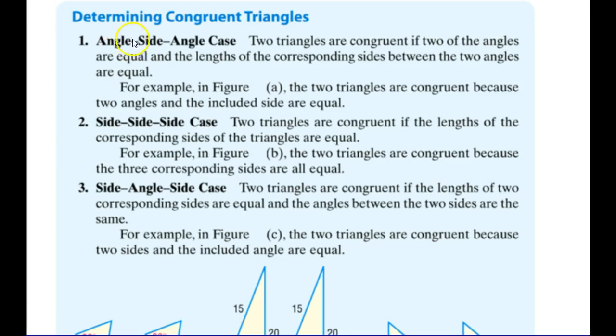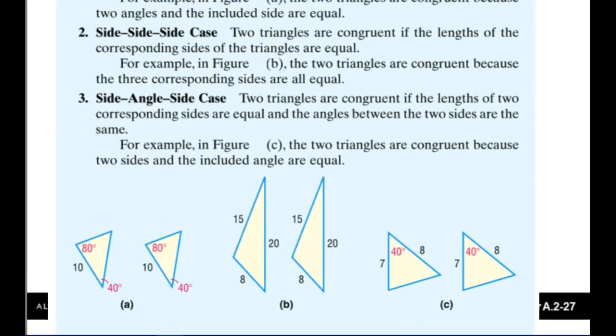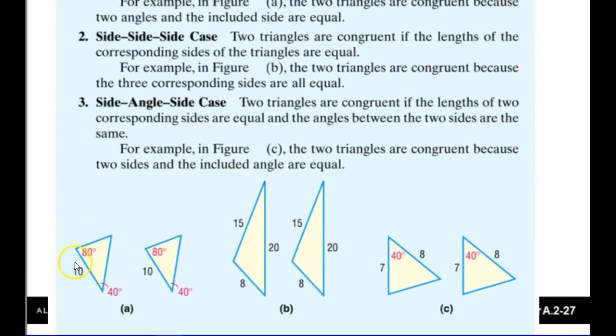So to determine if triangles are congruent, I can use my angle side angle case, and those are shown down here, right? So I see I have angles that are the same, the sides that are the same, and then the next angle. And when I'm looking at these, I always start at one corner and work my way around in a circle to know I have the right order.